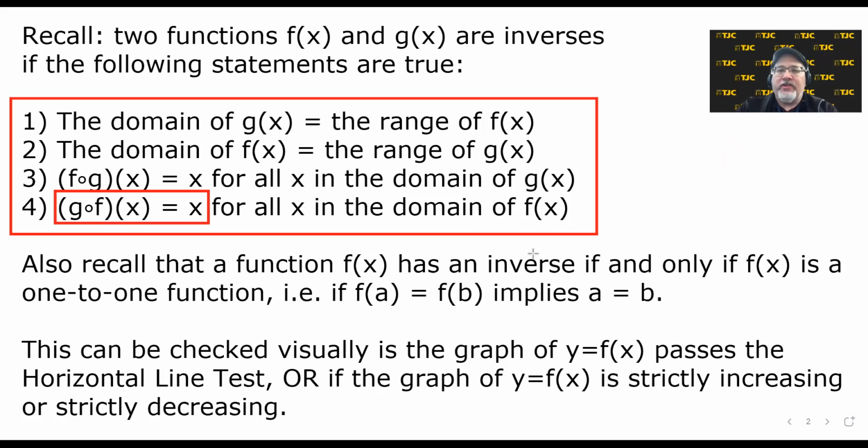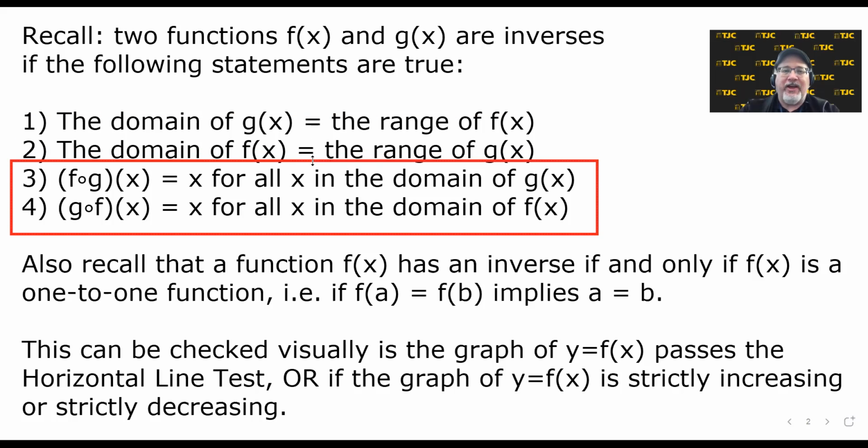And I'll be honest, the domain and range, for the most part, we don't have to worry too terribly much about. I can construct examples where it is a big issue, but for now, let's just assume that the domains and the ranges are going to behave, and we focus more on the double composition. f of g of x is equal to x, and g of f of x is equal to x.